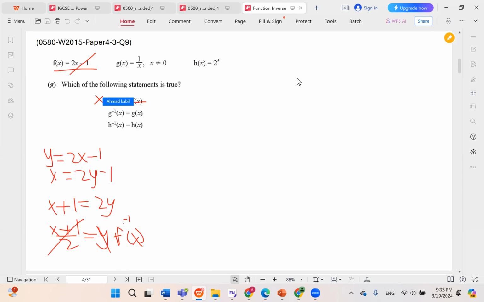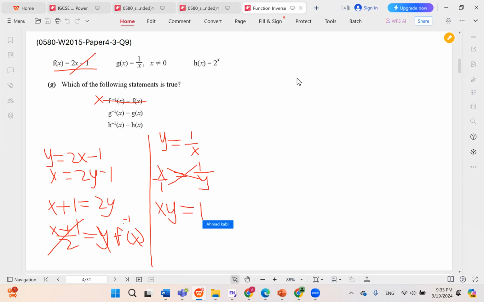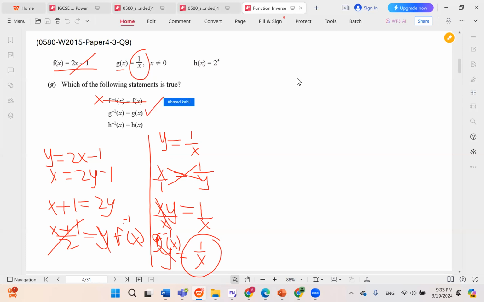Next, we start with the second function, g of x. So y equals 1 over x, and then we replace y with x again, and x becomes y. And then we want to isolate the y, so we can write here over 1, and we can cross multiply. So we get xy equals 1, and then we divide by x on both sides, and we cancel these out. So y equals 1 over x. So here f inverse equals 1 over x, and f inverse is the same as f of x. I'm sorry, this is g inverse of x. So g inverse of x is the same as g of x. So this one here is correct.